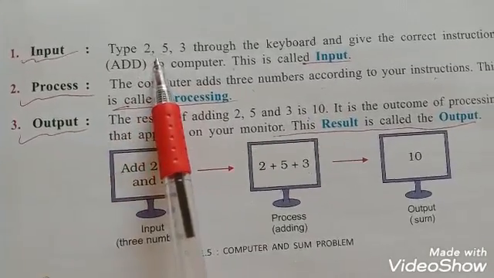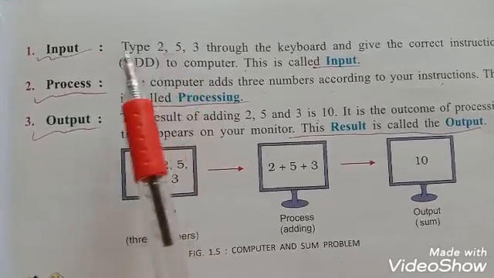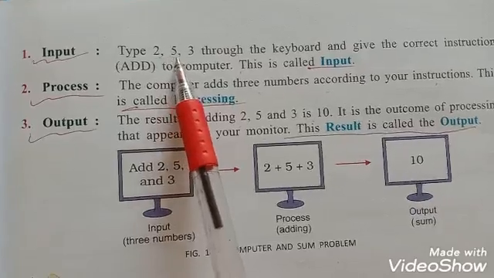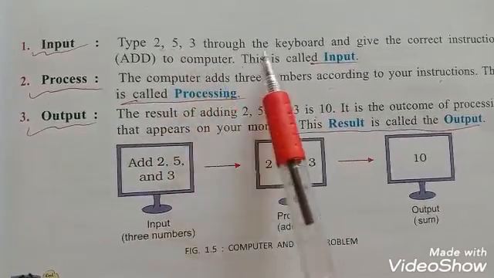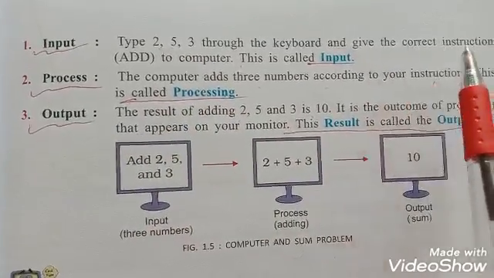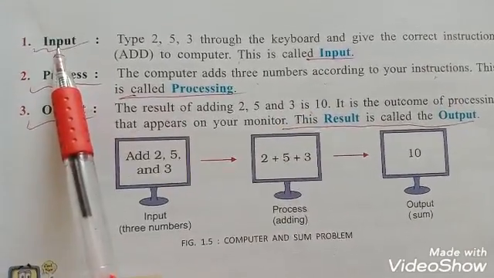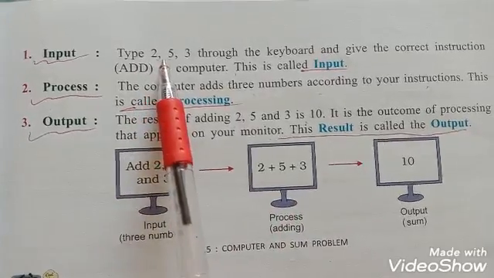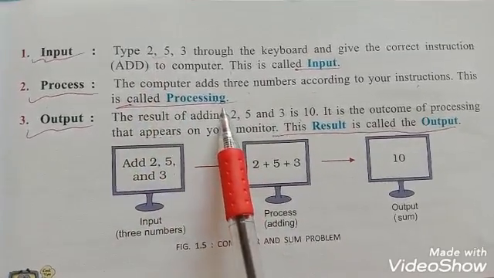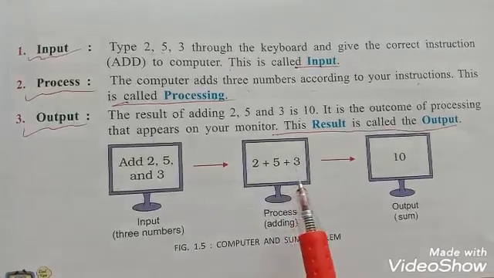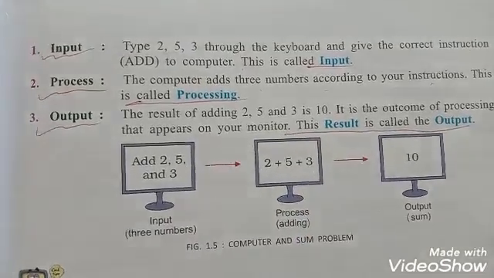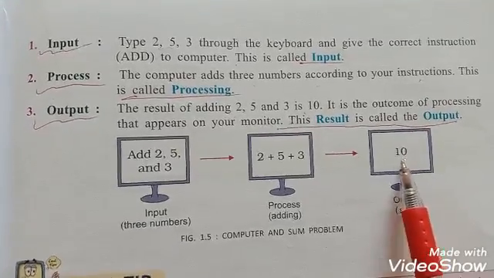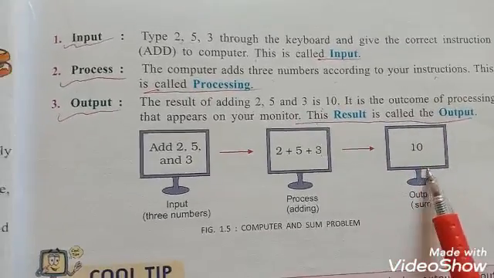By using maths, we can solve our problem in the same procedure. Type numbers by using the keyboard on the computer screen. This is known as input. And the operation which we apply on these digits is known as processing. And after applying the operation, the result displayed on the screen is known as output.